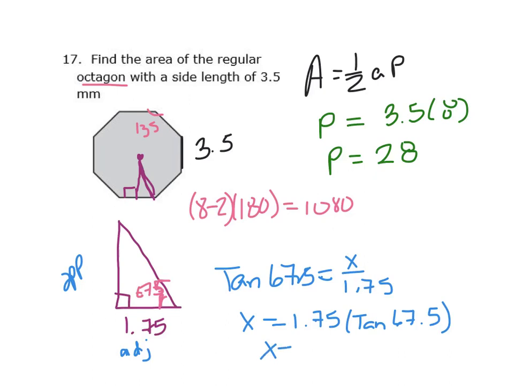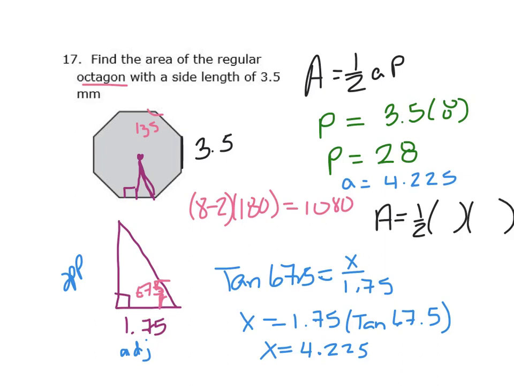So here I get a value of 4.225 if I round to the third spot. So my apothem is 4.225. Now I can go and plug everything in. Area is going to equal half of my perimeter times my apothem. Perimeter is 28. Apothem is 4.225.